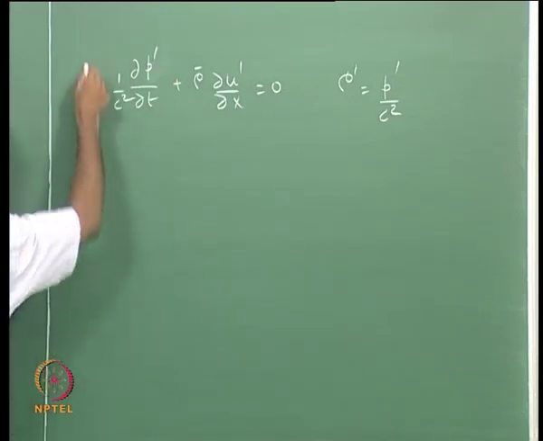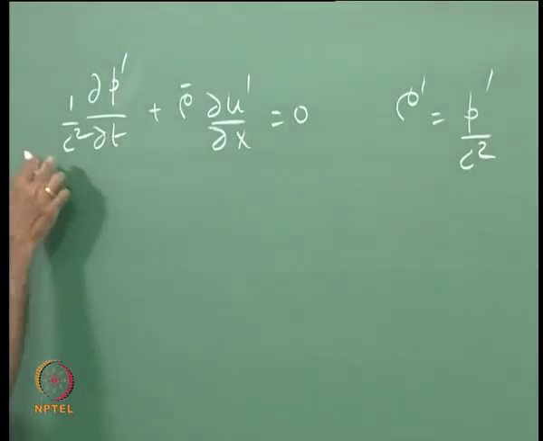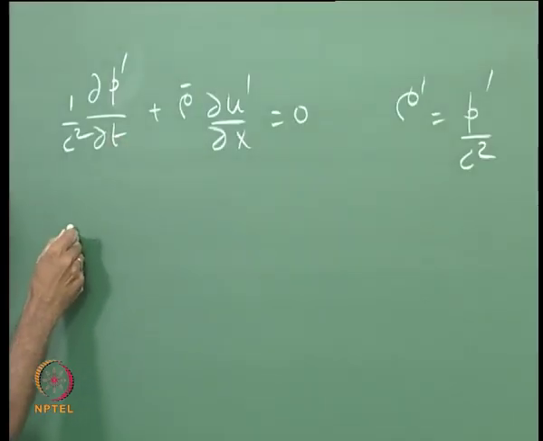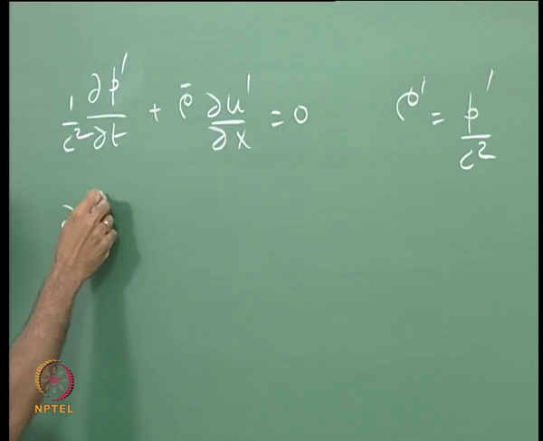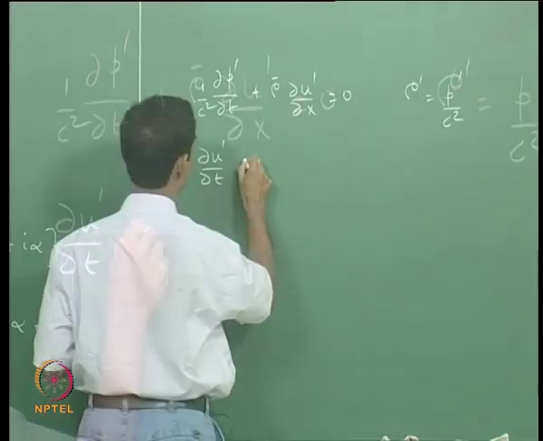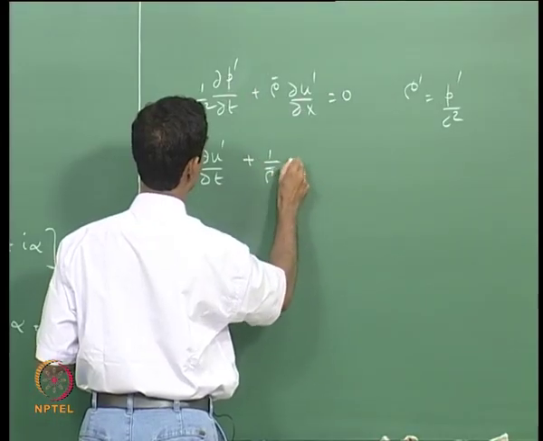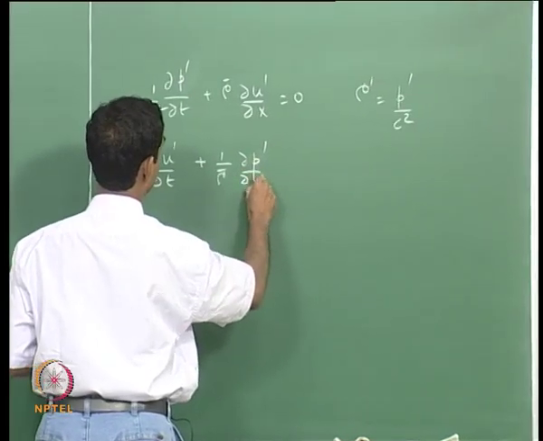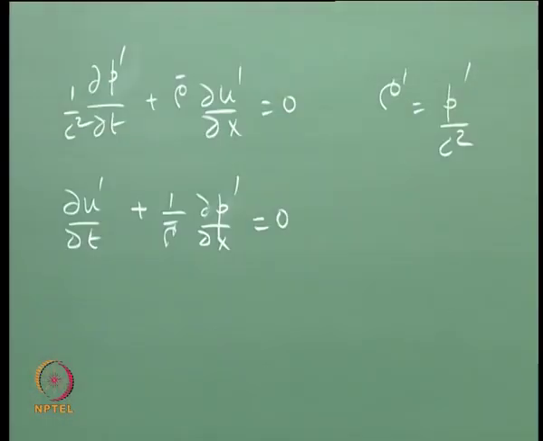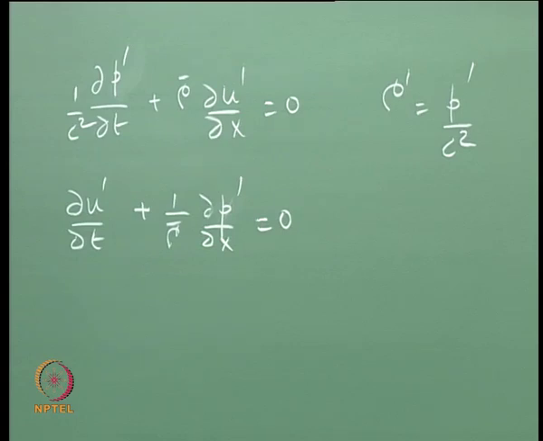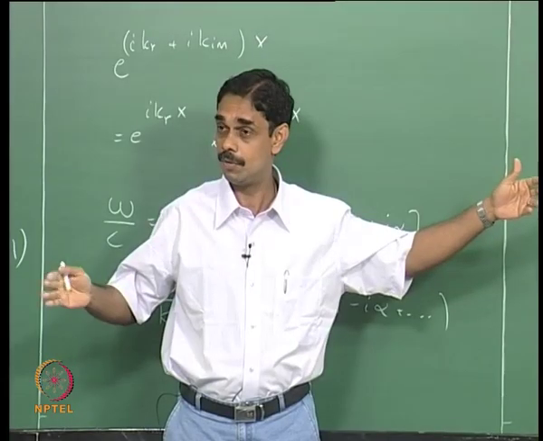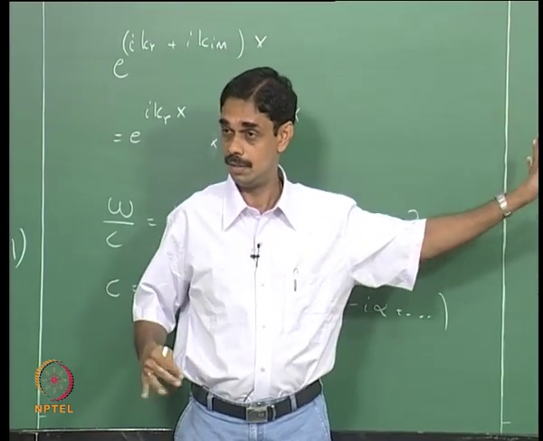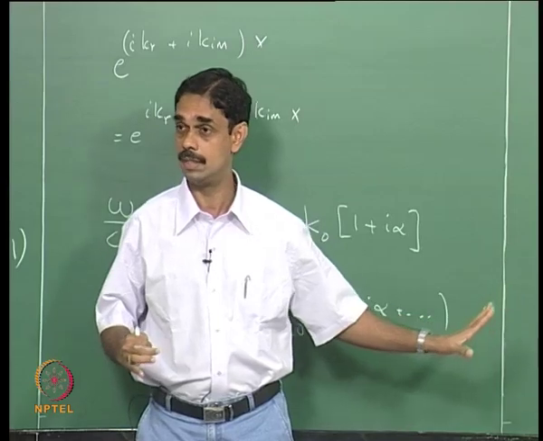So this is the modified continuity equation, and the momentum equation was dou u prime by dou t plus 1 over rho bar dou p prime by dou x equals 0. Now, if there is a mean flow or not, the equation does not distinguish, except that even if there is a mean flow, then you have to be travelling at the speed of the mean flow. That is the way the equation is written.